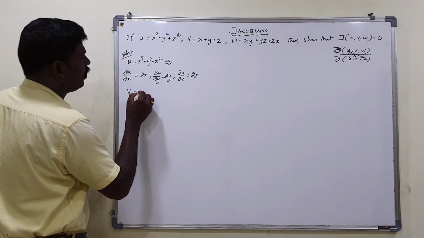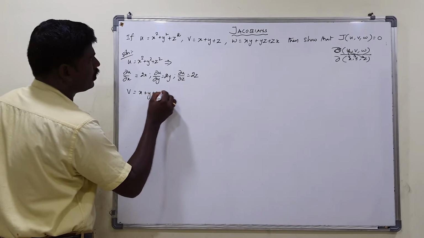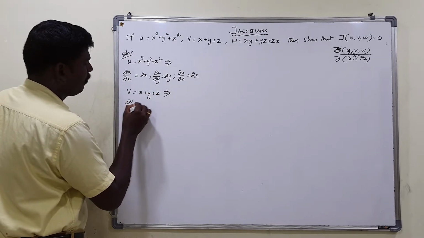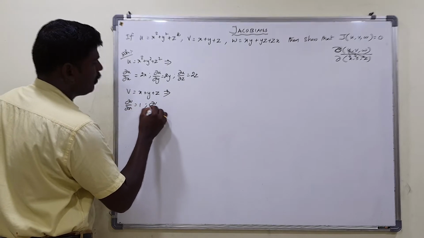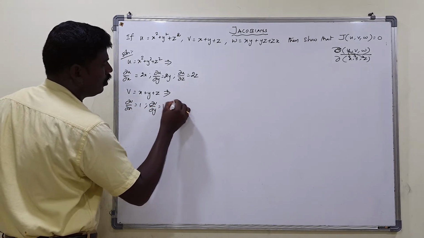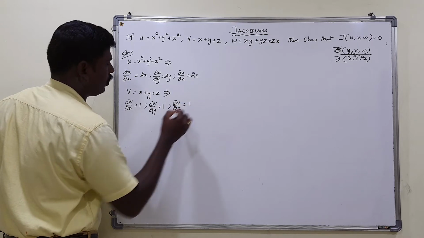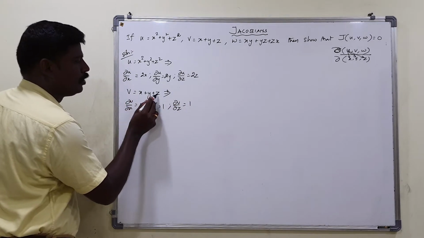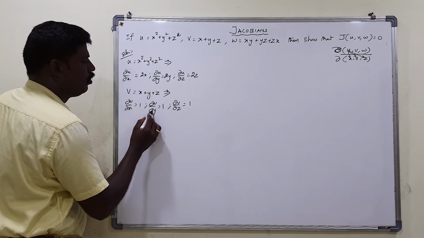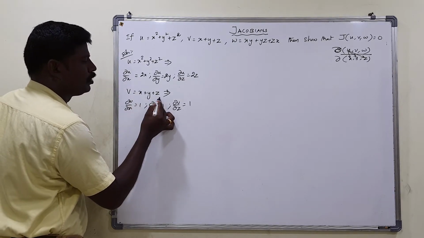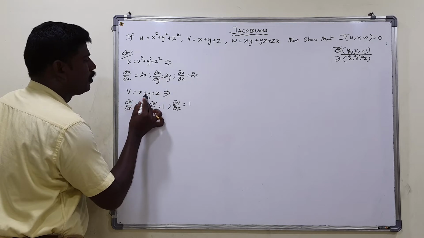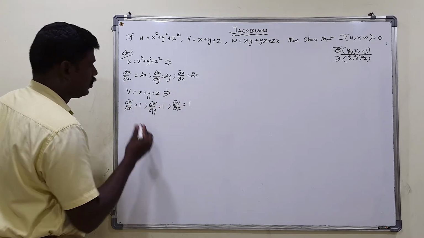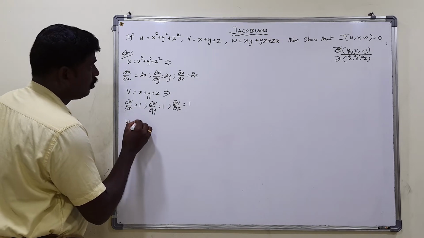What is v? x plus y plus z, isn't it? So what is dou v by dou x? 1. What is dou v by dou y? That's also 1. Dou v by dou z is equal to 1, isn't it? Derivative of v with respect to x becomes 1 plus 0 plus 0, 1. Then dou v by dou y becomes 0 plus 1 plus 0. Dou v by dou z becomes 0 plus 0 plus 1. Differentiate with respect to z, it becomes 1. That's all.